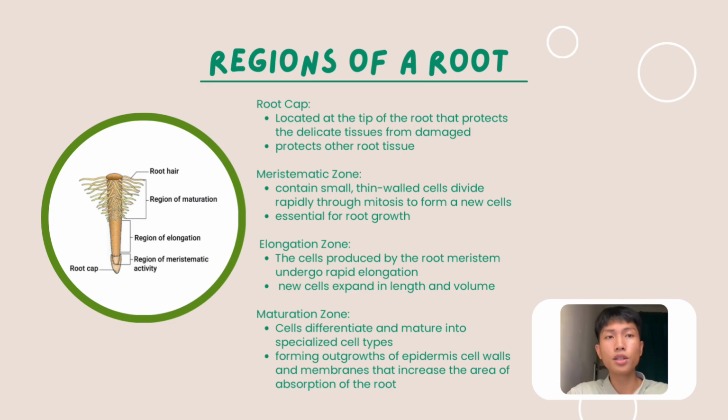Finally, we reach the maturation zone. Here, the cells differentiate and mature into specialized cell types. In this region, outgrowths of epidermal cells, walls, and membranes form that increase the area of absorption of the root. And that's all about the regions of the root. Each zone plays a vital role in growth, protection, and nutrient absorption.